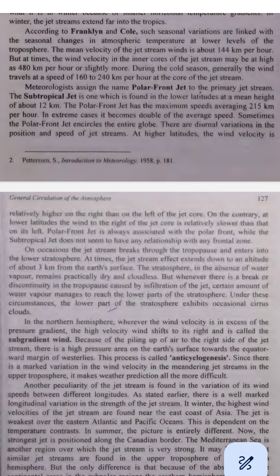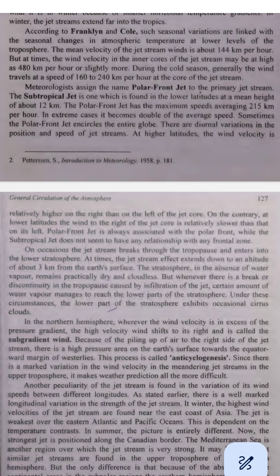Seasonal changes and differences. In the cold season, the winds tend to be stronger because the temperature difference between the cold polar air and the warmer air from the equator is bigger. On the right side of the jet stream core, the winds are usually stronger than on the left side, but this flips when you're closer to the equator.